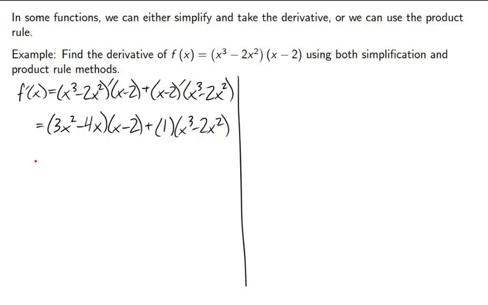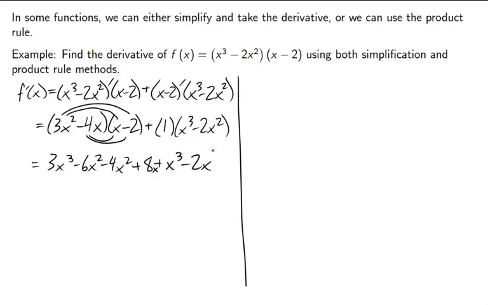Let's clean this up. Looks like we're going to need FOIL. First is 3x cubed. Outer is minus 6x squared. Inner is minus 4x squared. And last is plus 8x. Plus, the one's not going to do anything. x cubed minus 2x squared.